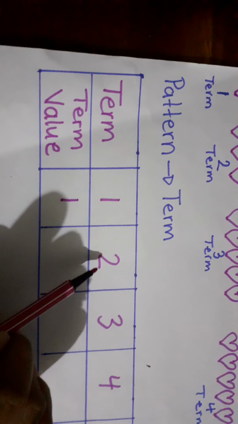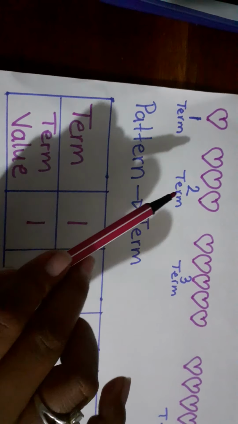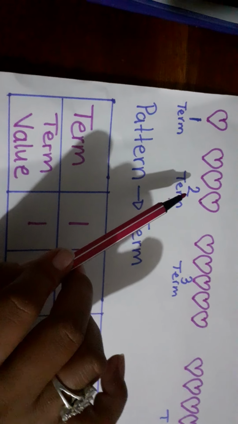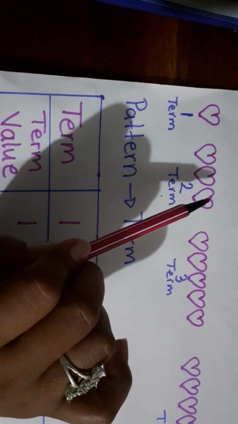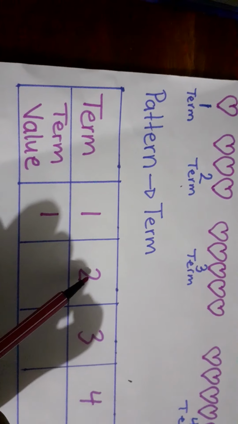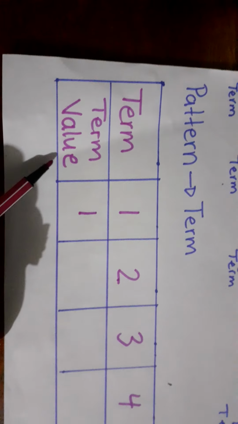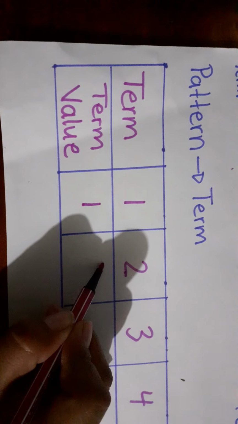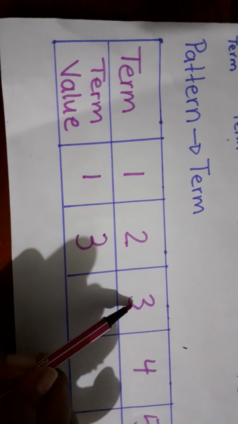Now let's move with term 2. So term 2 has how many hearts? Let's count it. 1, 2, 3. So the second term has 3 hearts. So under term value, I am going to write the number 3. Now we are going with the third term.